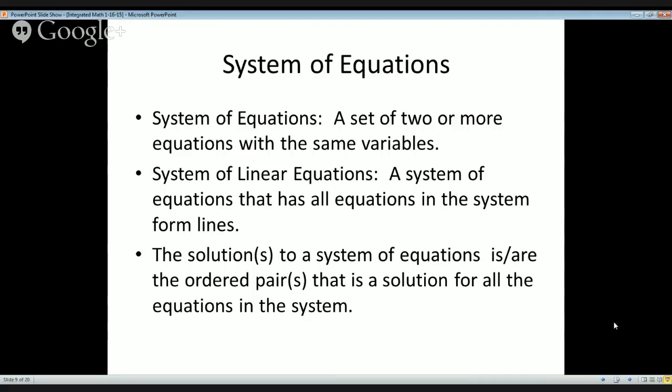And the solution to a system of equations is or are, depending upon how many equations you have, the ordered pairs where the two or more equations share an answer or share a point. It's that one ordered pair point where the two lines or three lines or whatever it might be intersect. That's where they share an answer, and the x and the y numbers that work in both equations are exactly the same.